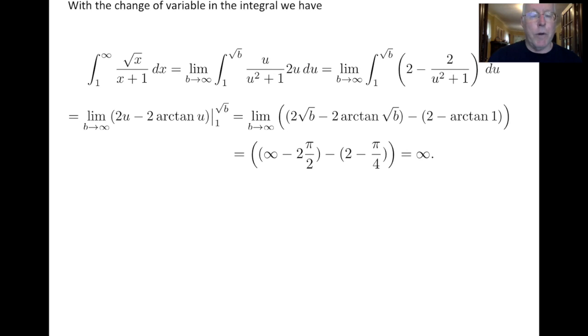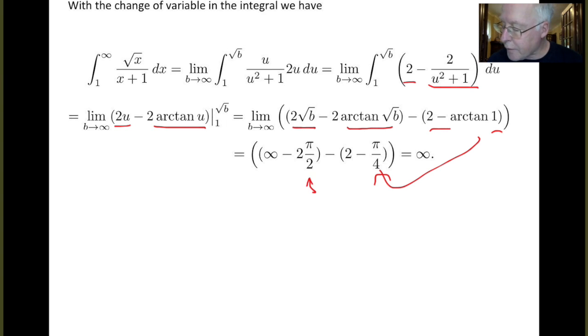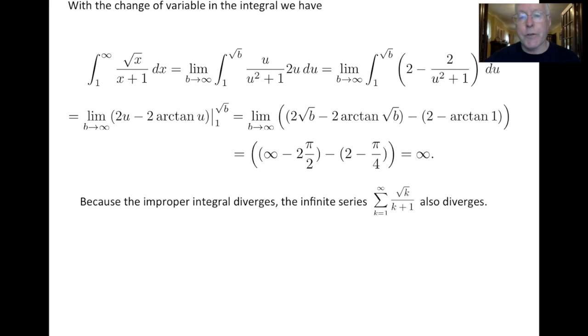So as a result, we come up with the antiderivative of 2 turns out to be 2u, and we recognize 1 over u squared plus 1 as the derivative of the arctangent function. And so we come up with this antiderivative, put in the upper and lower limits of root b and 1. Arctangent of 1 is pi over 4. And as b goes to infinity, the arctangent of root b tends to pi over 2. And then most importantly, this factor in front, the 2 root b, becomes infinite, which gives us infinity here. So this shows that the improper integral diverges.